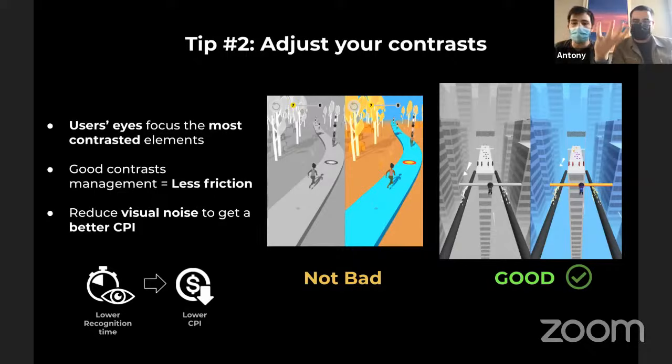You have your collectibles that are roundish, like the coins, but you could have the obstacle that contrasts by having spiky shapes in red color. And the goal is really to lower the time of recognition from your player, because the lower this time will be, the lower will be your CPI, and this is really important.